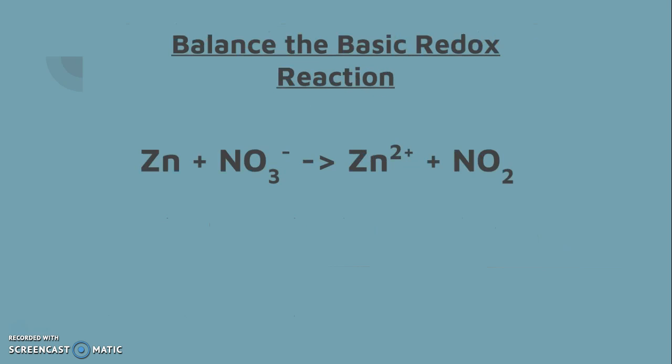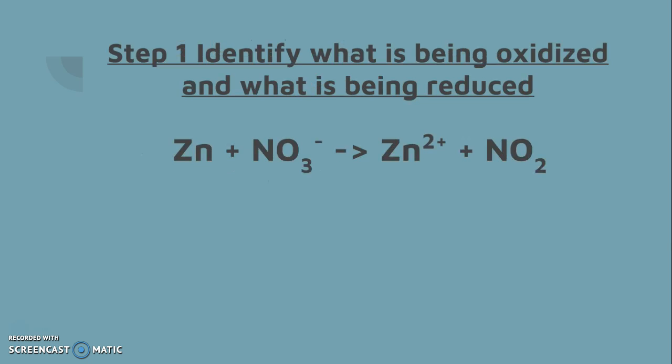Let's do one more example. You are told to balance zinc and nitrate with zinc 2 plus and nitrogen dioxide. The first step is to determine the oxidation numbers.